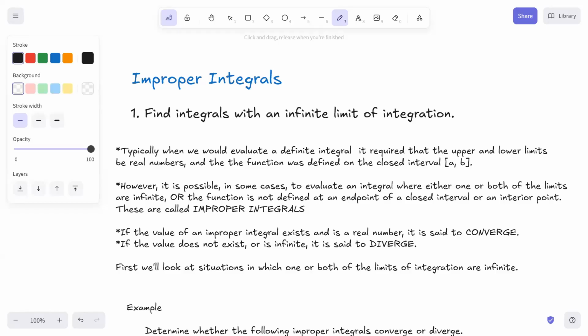All right, guys, Mr. Antonucci here, and in this series of videos, we're going to talk about improper integrals. We're going to cover this in two videos. So first thing we want to do is find integrals with an infinite limit of integration.